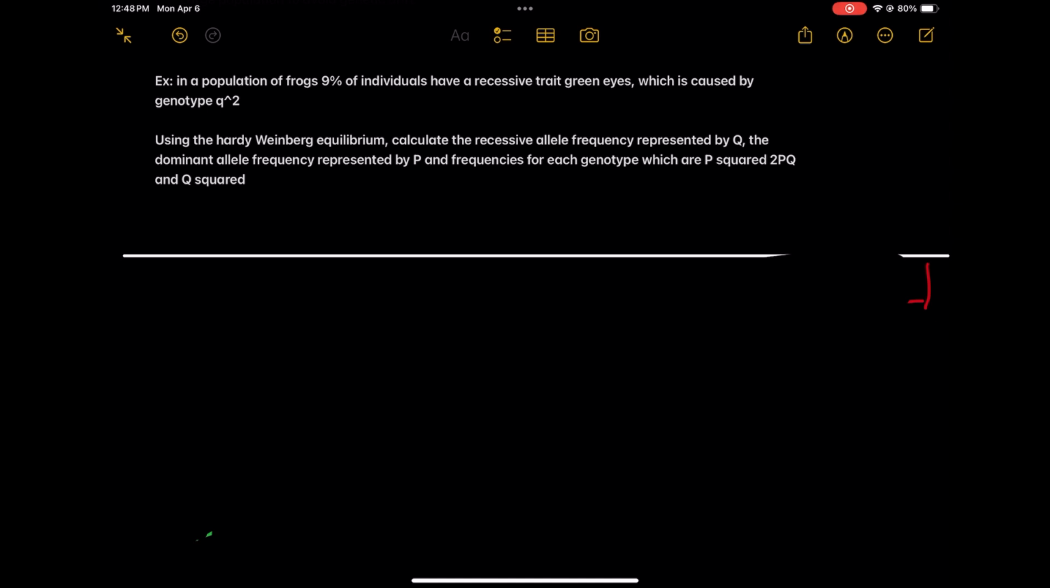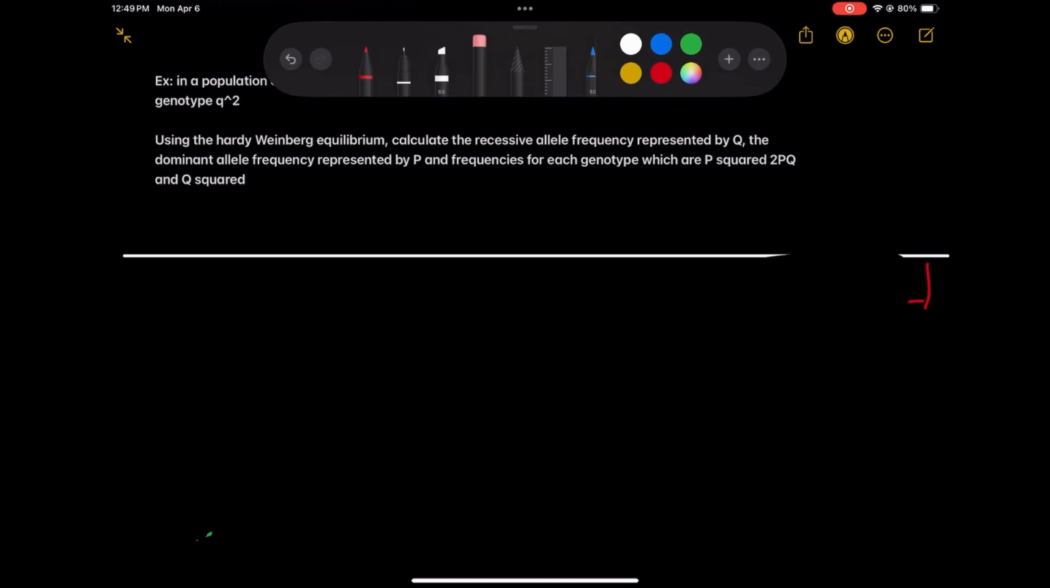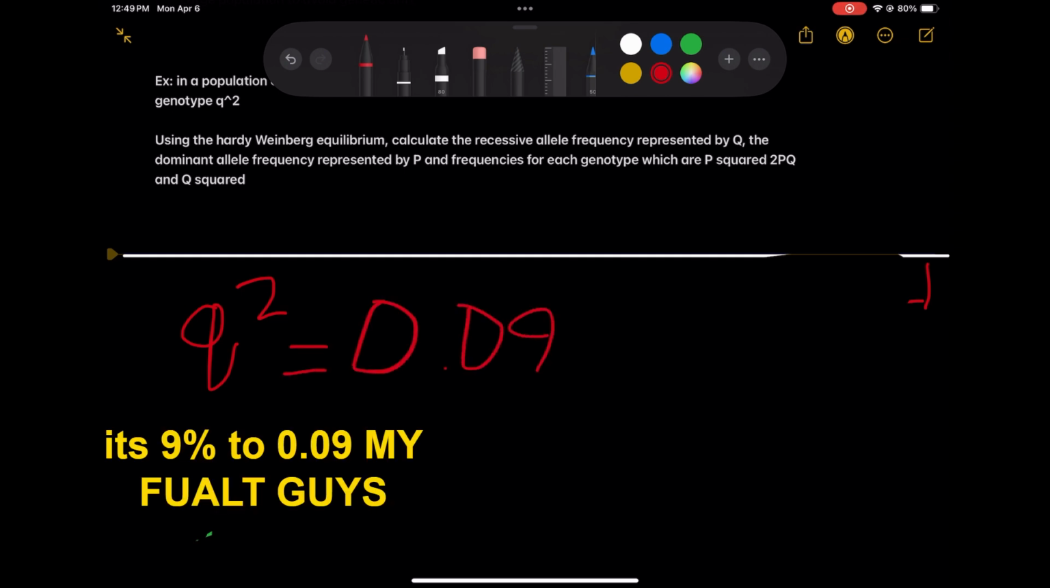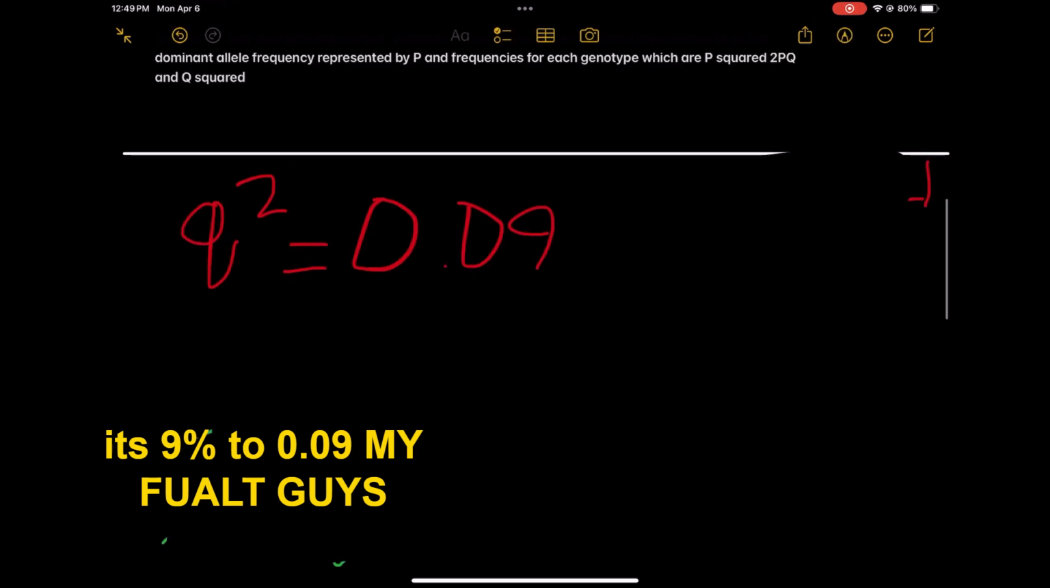So what is already given to us? The thing that is given to us is q squared is equal to 0.09. And keep in mind, when calculating things in the Hardy-Weinberg equilibrium, remember to convert percentages like I did, like 9% is equal to 0.09.